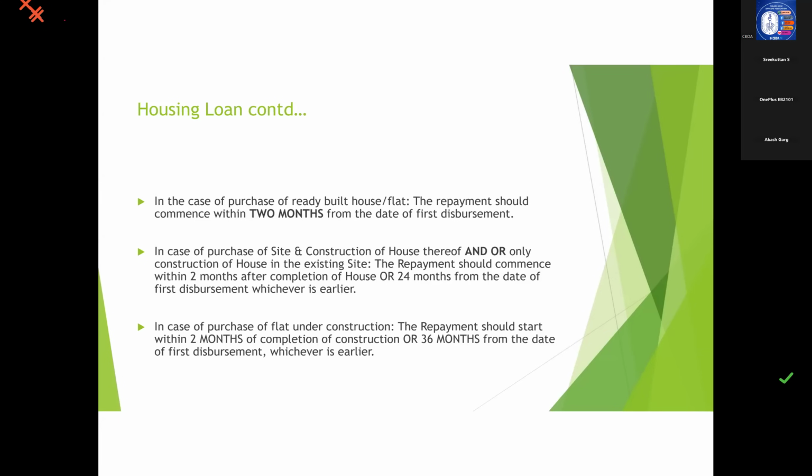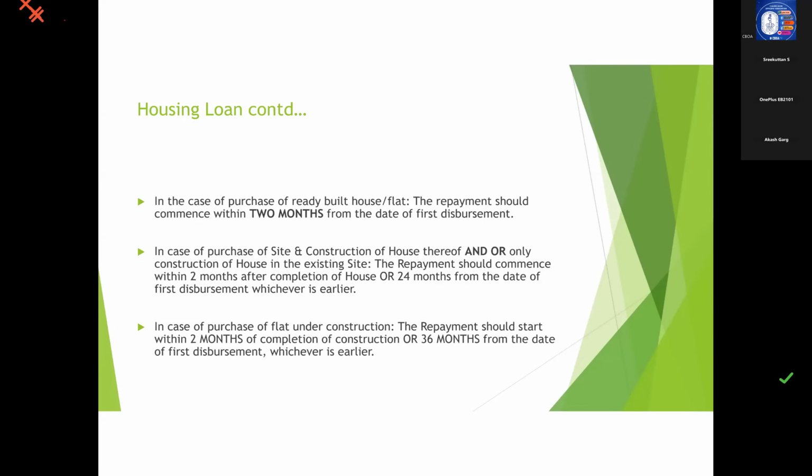Now, earlier we have told that in the case of purchase of site and construction thereon, they have to start the construction within 12 months from the date of first disbursement. Now, the next question is what is the condition after completion. In the case of purchase of site and construction of house thereon, and or only construction of house on the existing site, the repayment should commence within 2 months from the completion of the house. Just like a ready-built house, he has to start the repayment within 2 months after completion of the house, or 24 months from the date of first disbursement, whichever is earlier. That is the main point here.